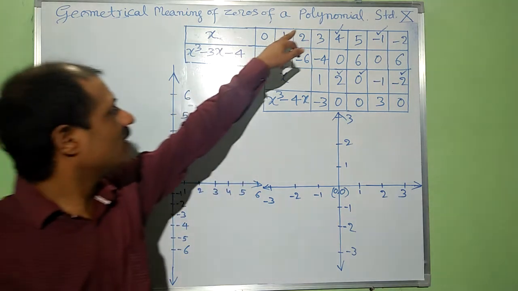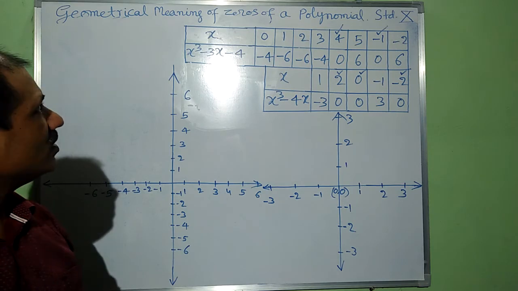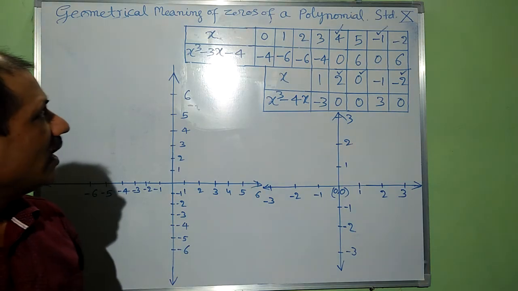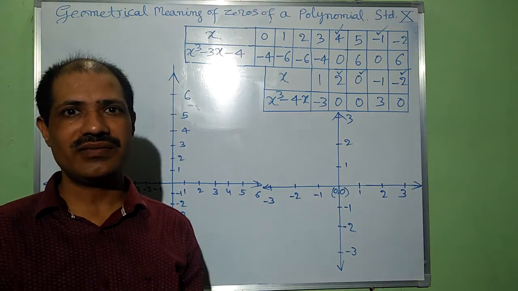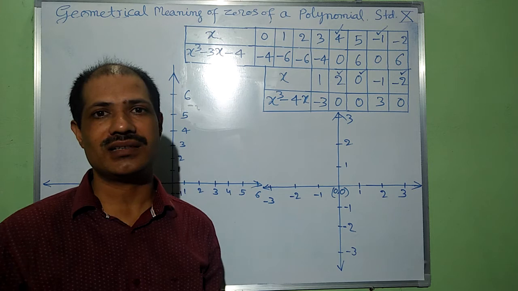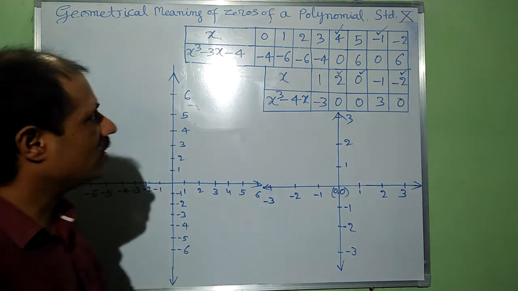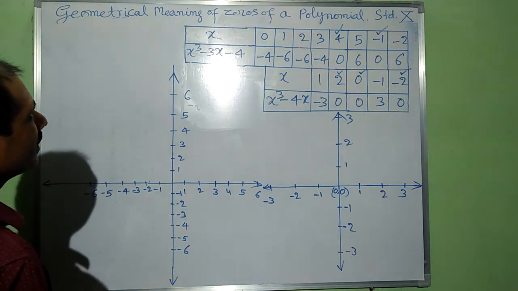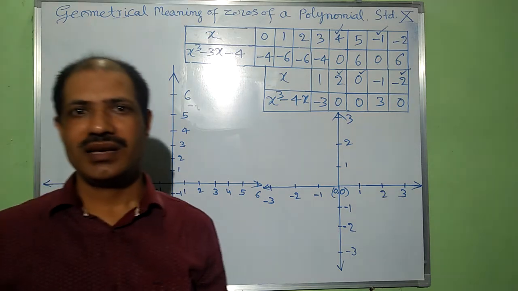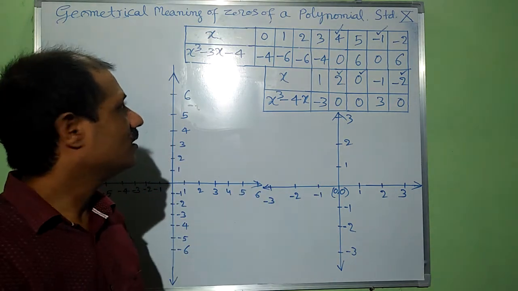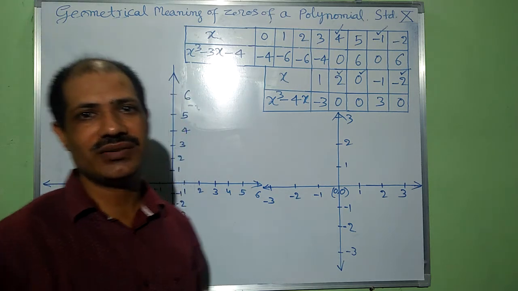First of all, try to understand what a polynomial is. An algebraic expression in which the variables involved have non-negative integral powers. It means its degrees will be non-negative integers, that is whole numbers 0, 1, 2, 3, 4, 5, etc. All these can be its degrees. And zeros: a real number k is called a zero of the given polynomial p(x) if p(k) is equal to 0.